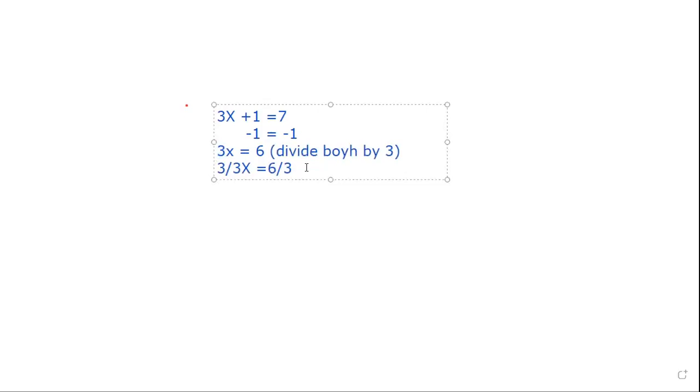So by the end, the answer, it will be what? The answer, it will be x equals how many? X equals how many, my dear student? X equals 2.